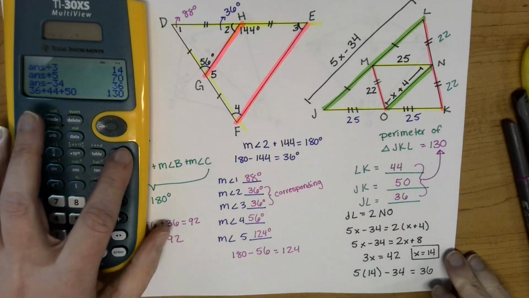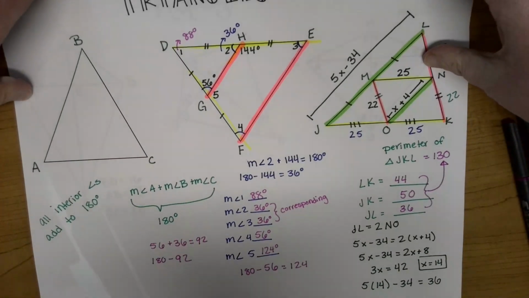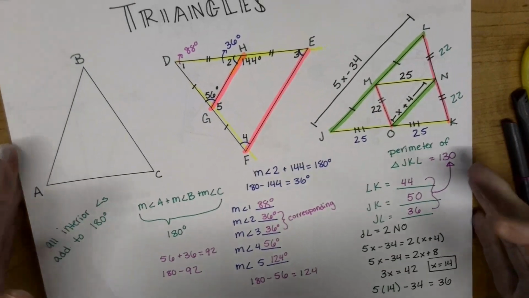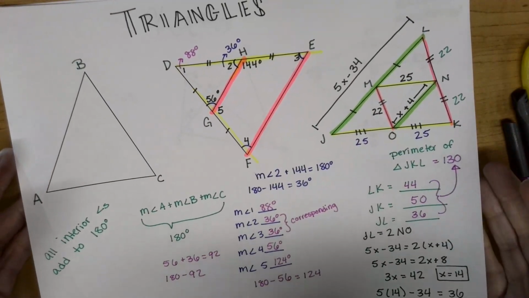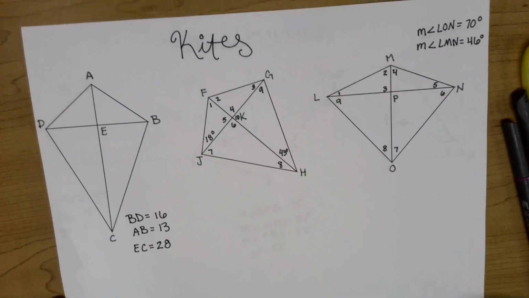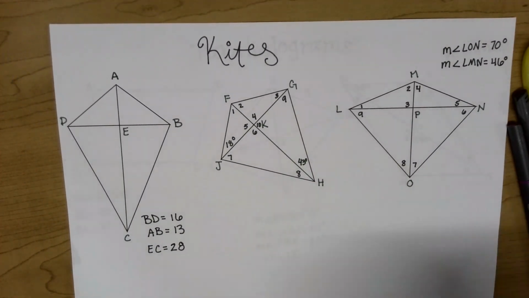Okay, so I'm going to clear this out. So that's everything for triangles, but we're still going to use these triangle skills on our next page, which is kites. And I know everybody really, really, really loved kites. That was everybody's favorite. Okay. All right, so some important things about kites.